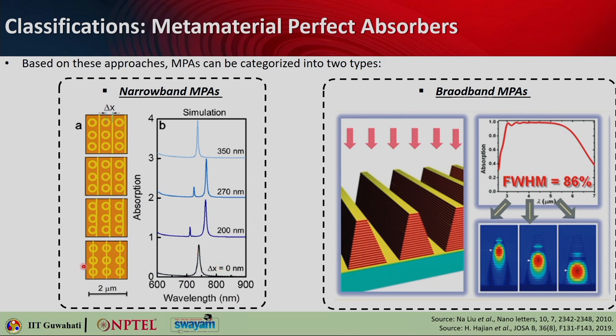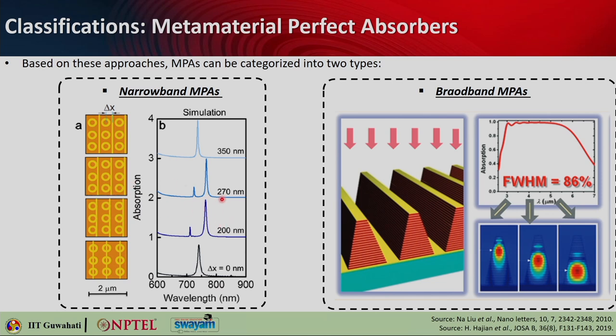So, if you carefully look at the narrowband structure, here in figure A, you can see that these are basically overlapping rings and a column, and there is a gap between this column and the center of the ring that is called delta x. When delta x equals 0, you get almost 90% absorption in this particular case. When you change delta x to 200 nanometer or so, you get almost 95-99% of reflection, sorry, absorption.